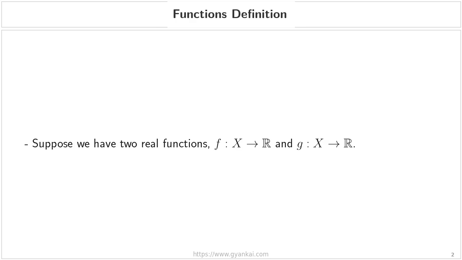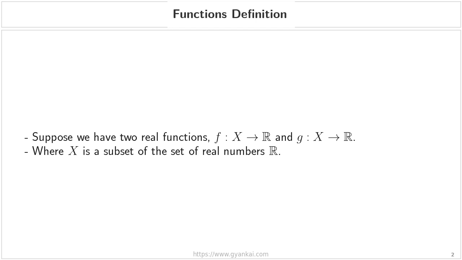Functions definition. First, suppose we have two real functions. Let's call them f and g. We write this as f mapping from X to the set of real numbers, and g also mapping from X to the set of real numbers.